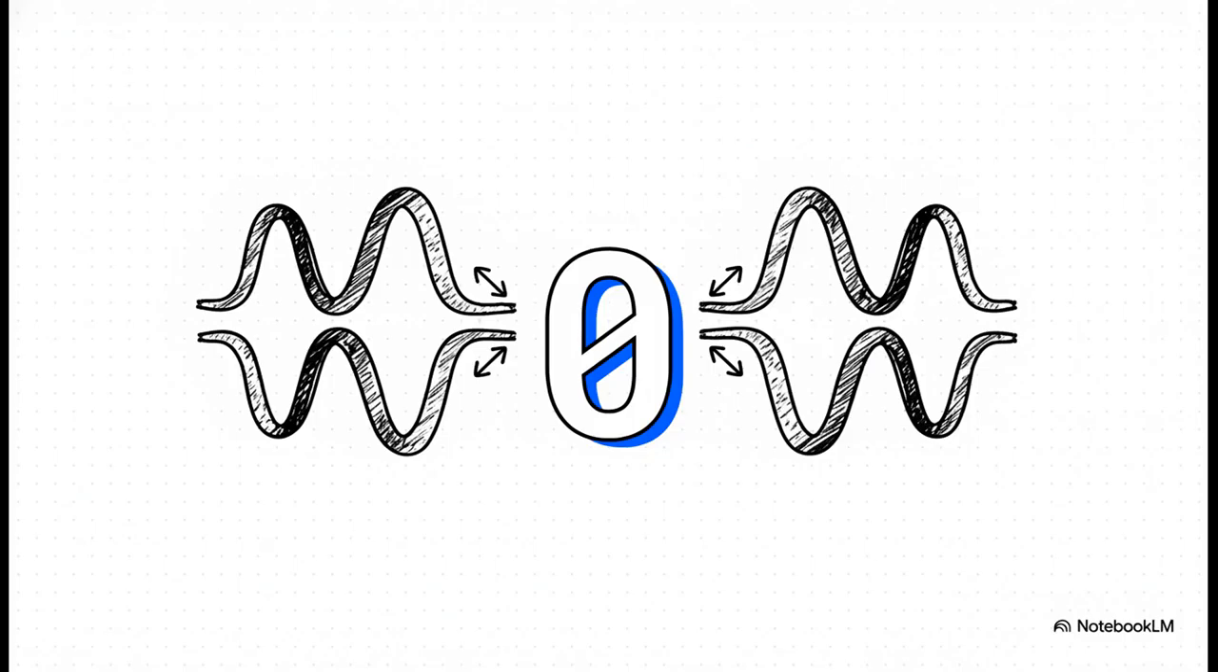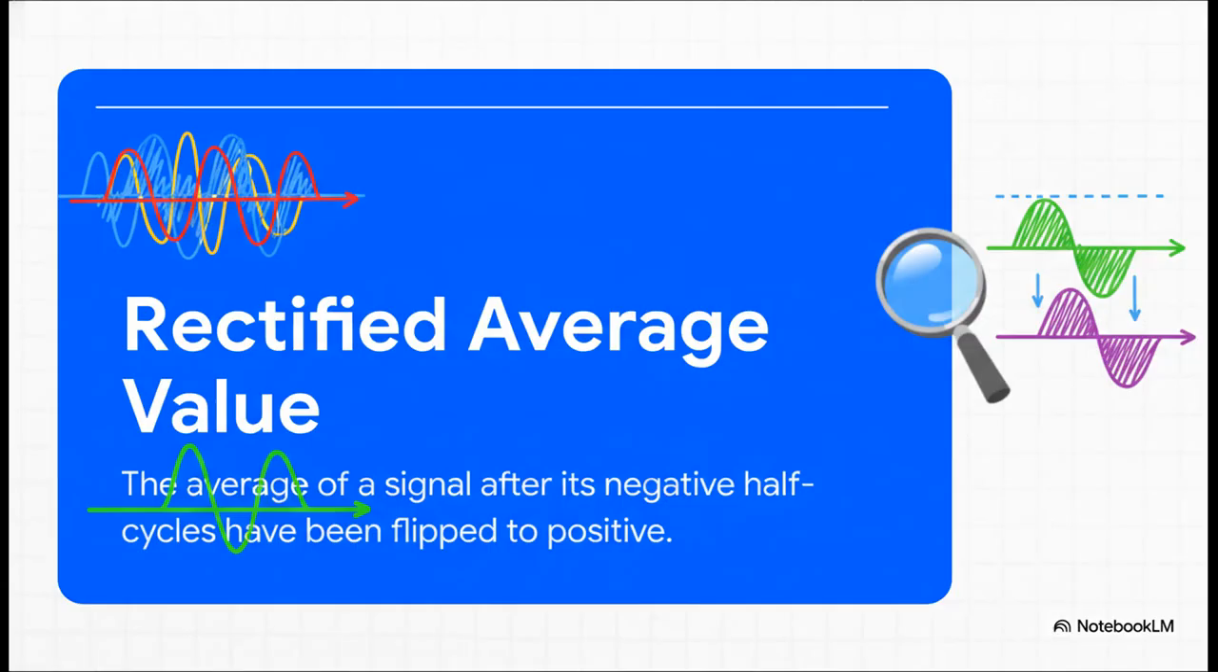Why? Well, think about it. For every positive peak, there's a perfectly matching negative dip. The top half and the bottom half just completely cancel each other out. So the average is 0, which doesn't really tell us anything useful about the wave's power, does it? So engineers came up with this really clever workaround. It's called the rectified average value. And all it is, you just take that negative bottom half of the wave and you flip it up so it's positive. And just like that, you can calculate a real, meaningful average that isn't 0.